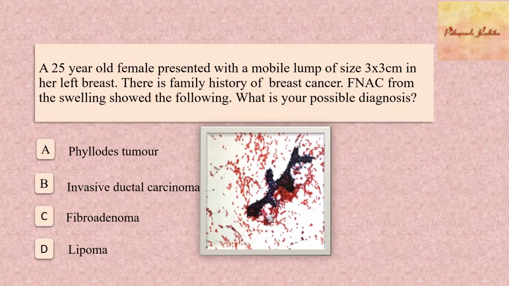So the question for today is: a 25-year-old female presented with a mobile lump of size 3 by 3 centimeter in her left breast. There is family history of breast cancer and FNAC from the swelling in the left breast showed the following. What's your possible diagnosis? Okay, so basically it's a young female with a mobile lump in the breast with family history of breast cancer, and this is the FNAC finding, and the options are phyllodes tumor, invasive ductal carcinoma, fibroadenoma, lipoma.